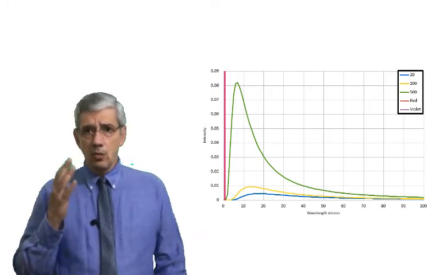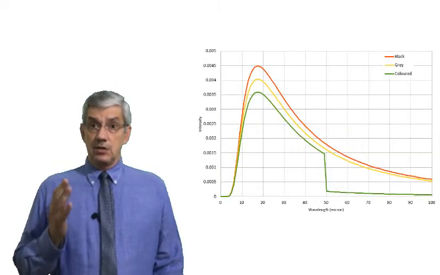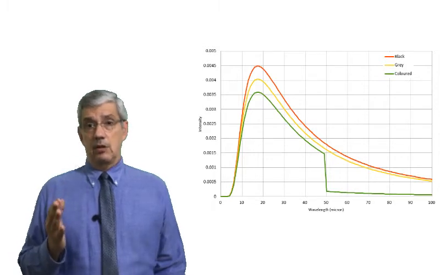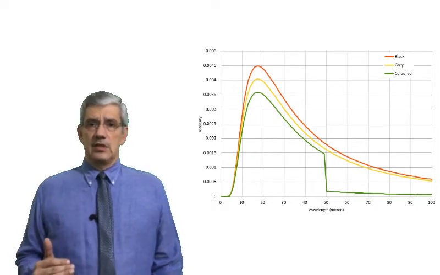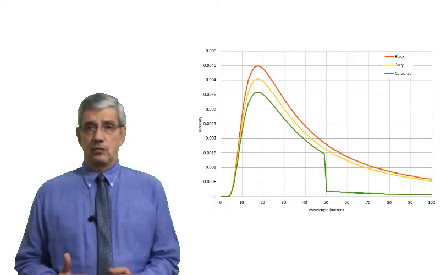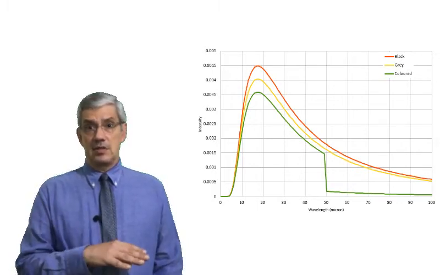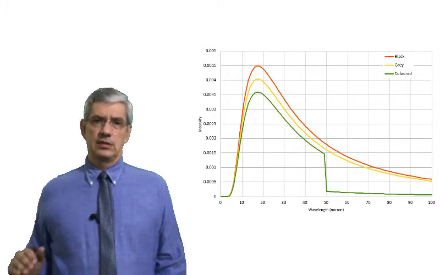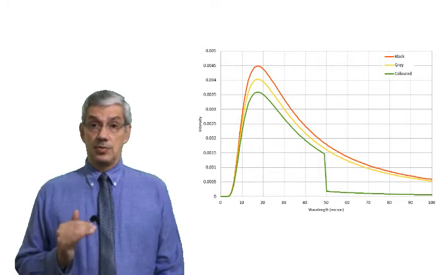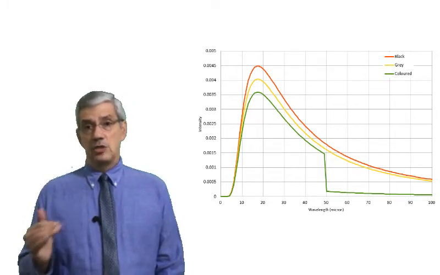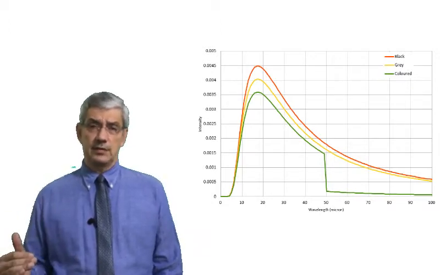Well, what if the body is not black? If the body is not black, we can call it gray or colored. A gray body is a body that absorbs less than 100%. However, the amount of absorption is the same at all wavelengths. This is a gray object. A colored object will absorb differently at each wavelength, always below 100%, but different at different wavelengths.